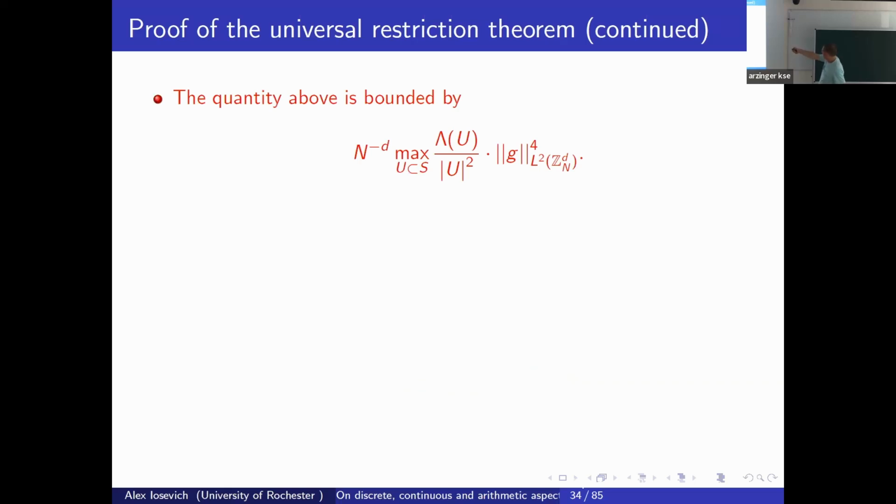Because if G is an indicator function of U, then what is its L2 norm? Its L2 norm is just the size of U to the power of 1/2. You raise it to the power of 4, you get the size of U squared, and it will cancel with the U squared on the bottom. Why am I taking the maximum? Well, because G could be an indicator function of any set that's contained in S. So you have to take a maximum over all of them.